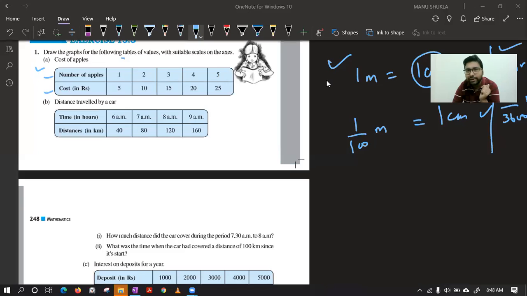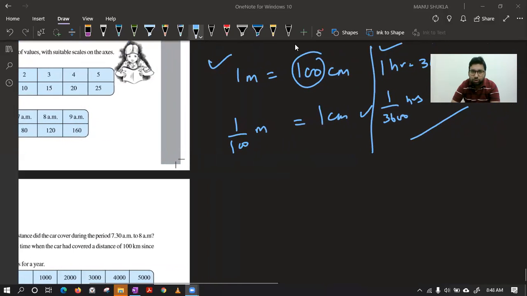Yes, Hiteshri, it is correct. You can take the scale as 1 unit equal to 1 apple on the x-axis, and on the y-axis what will you take? Karthik Bharadwaj, tell me what scale you will take on the y-axis. 1 unit equal to 5 rupees. Okay, because taking 1 rupee will be difficult, because you will have to make 25 divisions for the last value. Better you take 5. Yes, Karthik.